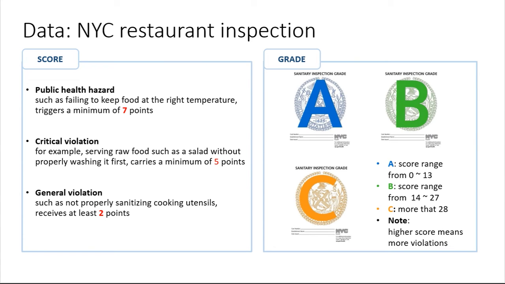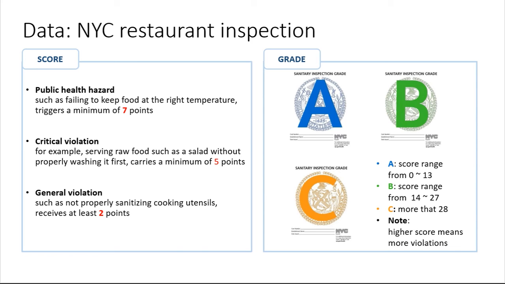So when a restaurant is inspected, it gets a score and a grade. The score is calculated from the severity of the violations. Here we have three different violations. First, we have public health hazard, such as failing to keep food at the right temperature. This triggers a minimum of 7 points. We have critical violation, for example, serving raw food such as salad without properly washing it first. This carries a minimum of 5 points. And lastly, we have general violation, which can be all sorts of things, such as not properly sanitizing cooking utilities.